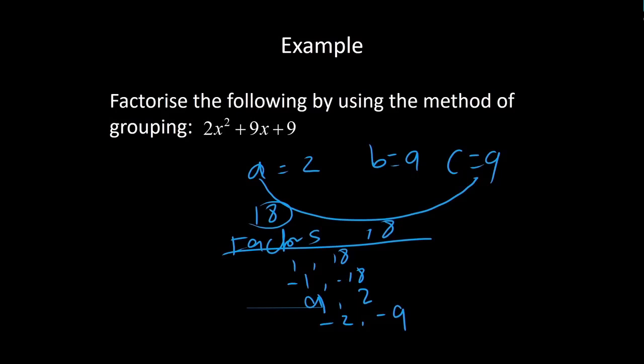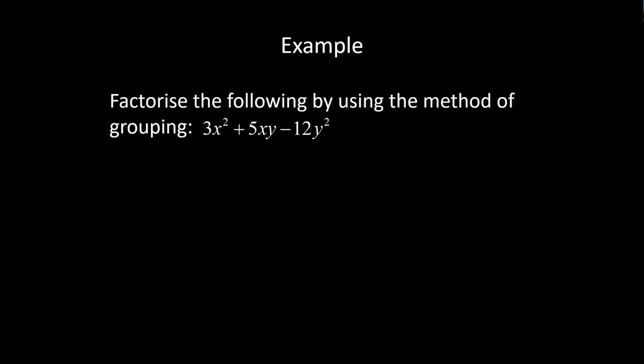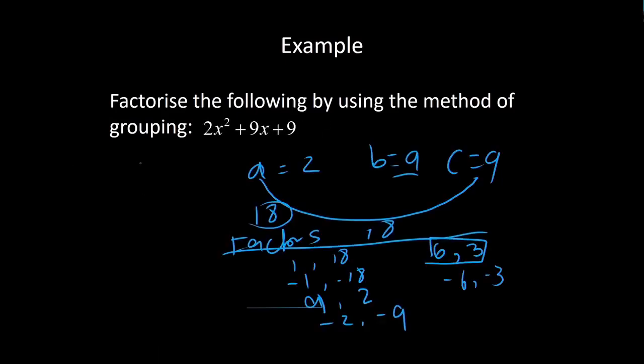You'll go and list all of those, and remember, the one that you are going to be interested in is the one that will give you the sum of 9. So if you carry on, remember the other factors of 18 are 6 and 3, or negative 6 and negative 3. And it's only 6 and 3 that will give me an answer of positive 9. So I rewrite my original expression, all right, let's go back there quickly, as 2x squared plus 6x plus 3x plus 9. So I've rewritten this expression.